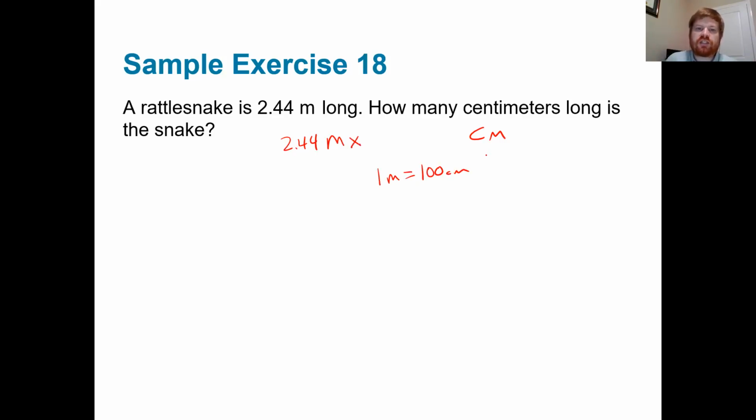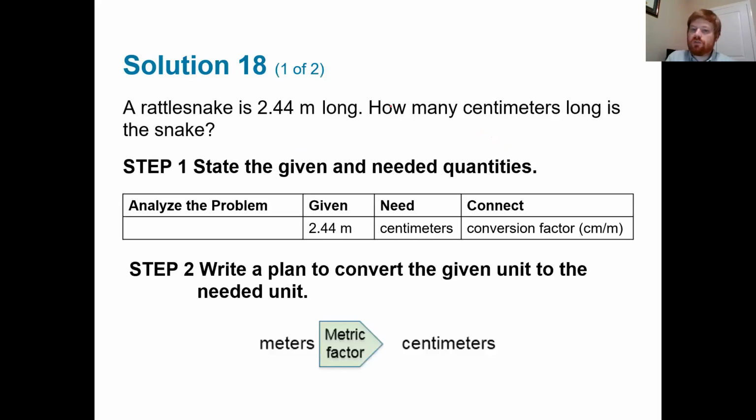So what we need to do is find the conversion factor that cancels out meters and gives us centimeters. So that would be 100 centimeters per 1 meter. Meters cancels out. That gives us 2.44 times 100, or 244 centimeters. So it's just that easy in this case.